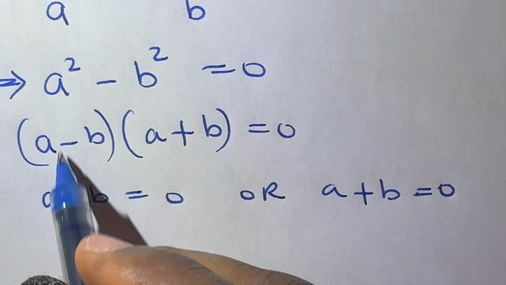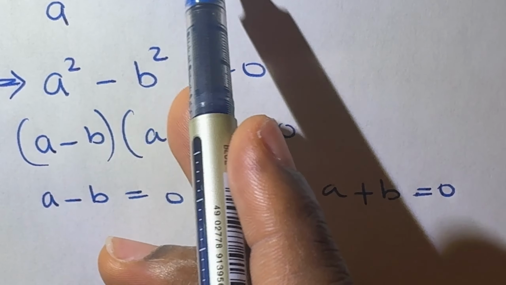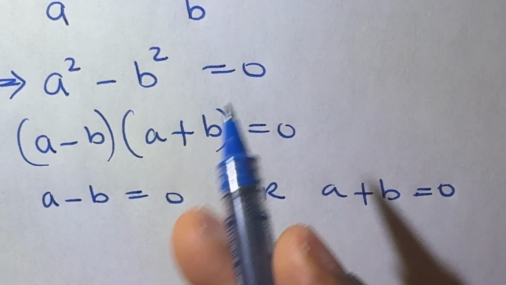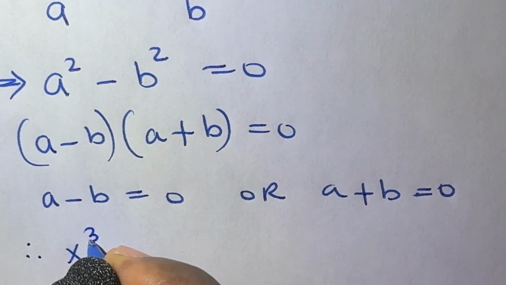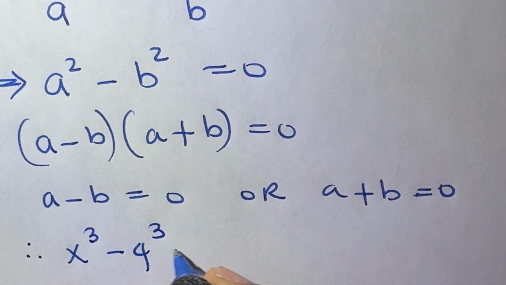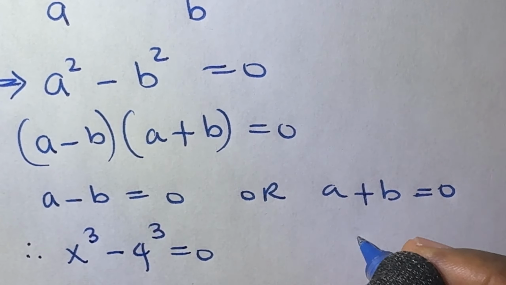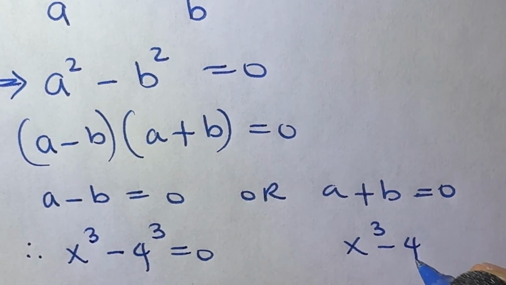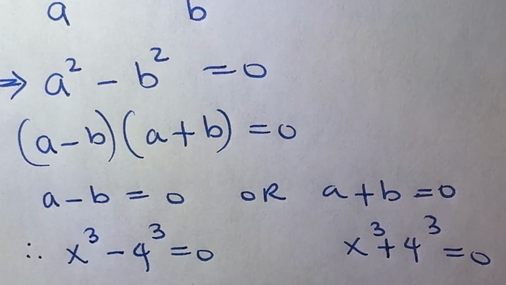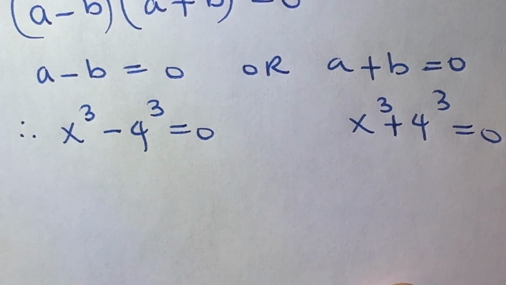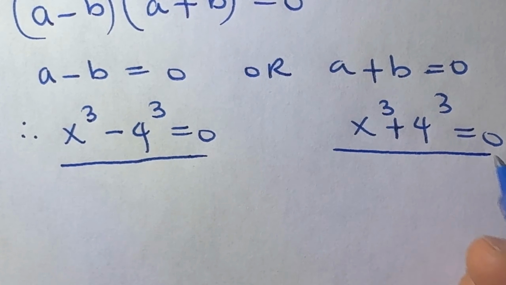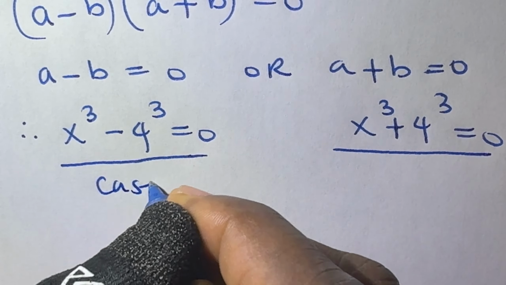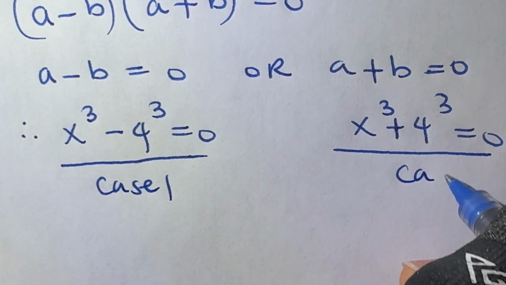Since we made substitutions for x raised to power 3 and 4 raised to power 3, which are now a and b, I can then say, therefore, it means x raised to power 3 minus 4 raised to power 3 is equal to 0, or x raised to power 3 plus 4 raised to power 3 is equal to 0. So we treat these two cases separately. Let's call this case 1 and call this case 2.